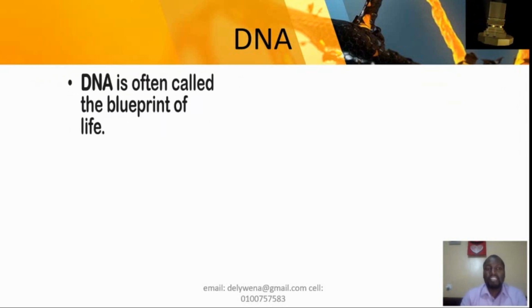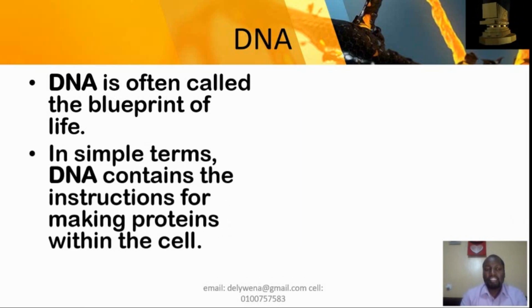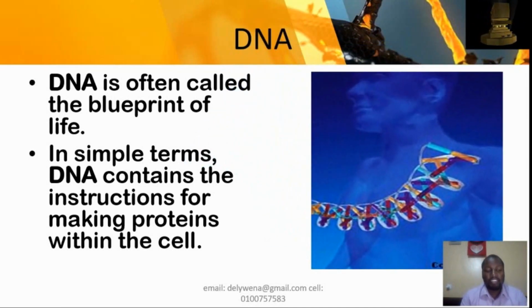Now, when we move on, what about our DNA? We also talked about a chromosome. What is now a DNA? DNA is often called the blueprint of life. And in simple terms, DNA contains instructions for making proteins within the cell. So that is how our DNA looks like. And just maybe to elaborate more on the DNA, each chromosome contains one very long molecule of DNA.